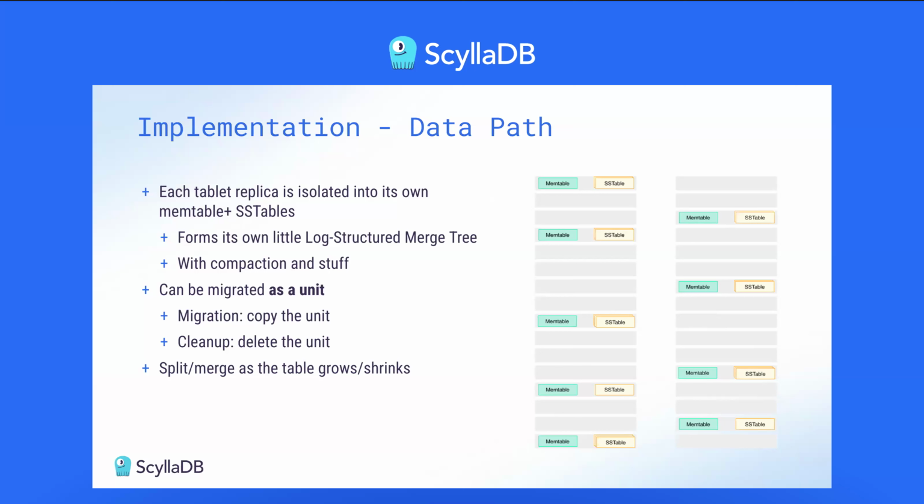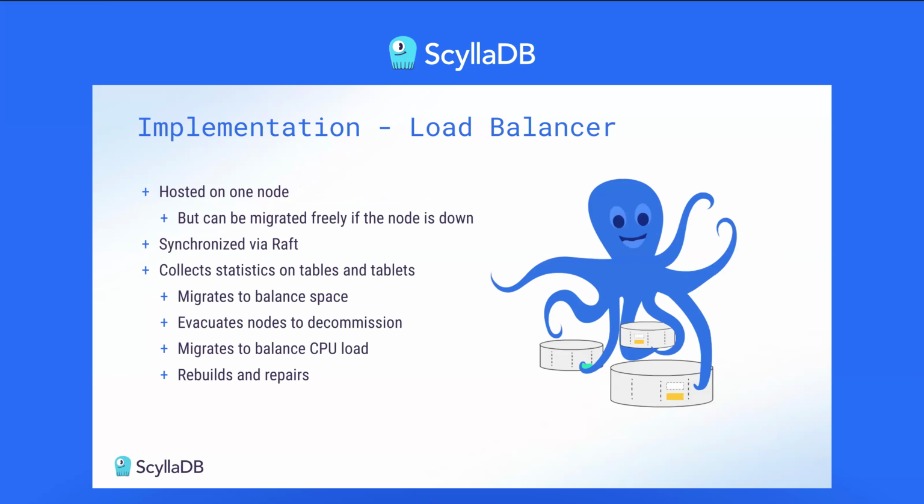Each of these small tablets is up to 5 gigabytes or so, but of course, we can play with that. Each of those has its own log-structured merge tree, its own files on disk, etc. And Scylla can move a tablet dynamically from one node to the other in a consistent way and in a safe way. And this gives us a lot of advantages.